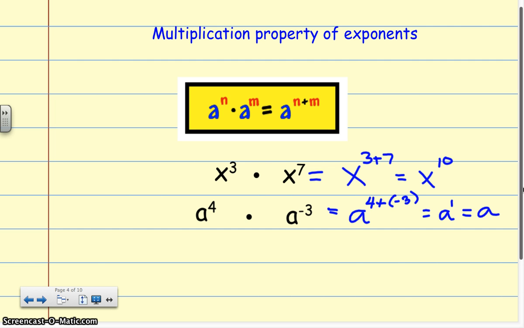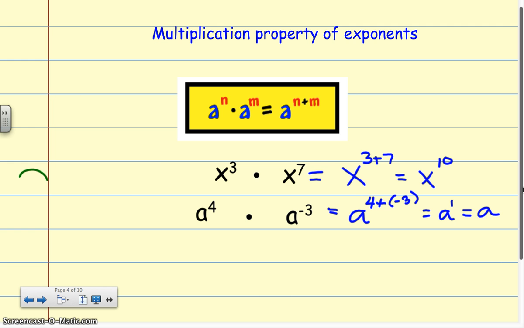So again, it has to be the same base. We cannot do it if it was like 3 squared plus 4 squared. First off, I do not have the same bases. Secondly, I am adding, not multiplying. We have to be multiplying in the center in order for us to use the multiplication property.